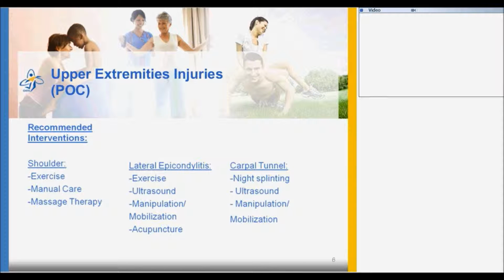Secondly, we have lateral epicondylitis injuries. There are 4 recommended treatments for this injury, and they are exercise prescription, to include a progressive stretching and strengthening program with task-specific exercises to reduce pain and increase grip strength. This should be the core component of any patient within this POC. Ultrasound is recommended for short to medium-term pain relief as a potential intervention supporting an active exercise program, manipulation and/or mobilization, and acupuncture. This may be used as a non-pharmacological pain management strategy.